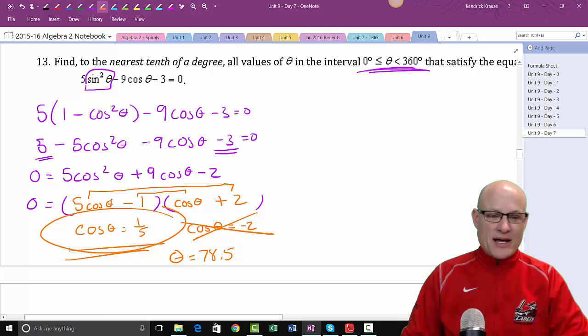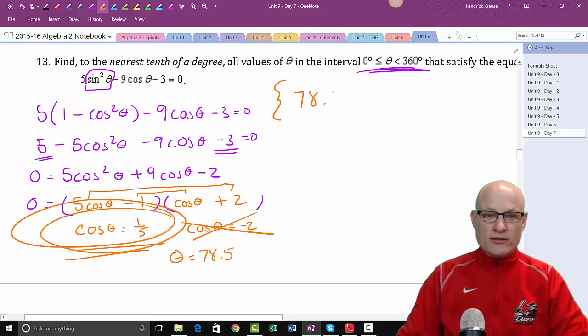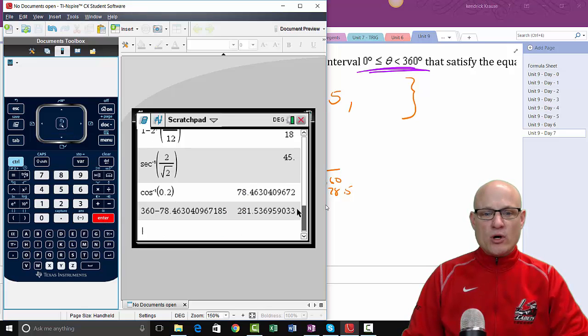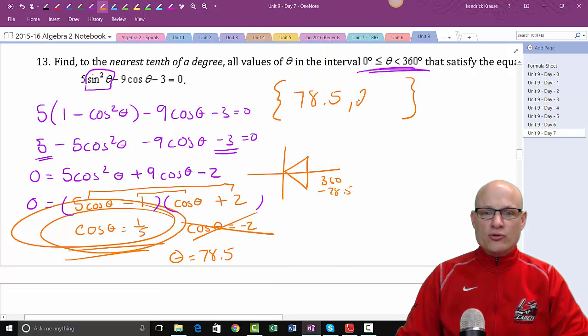Now, since this is positive, I'm going to keep that as one of my answers, 78.5. My other answer is going to come from where cosine's positive in the fourth quadrant. So 360 minus 78.5, and I get 281.5.